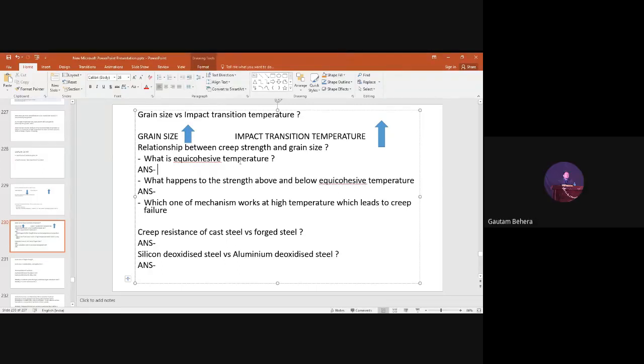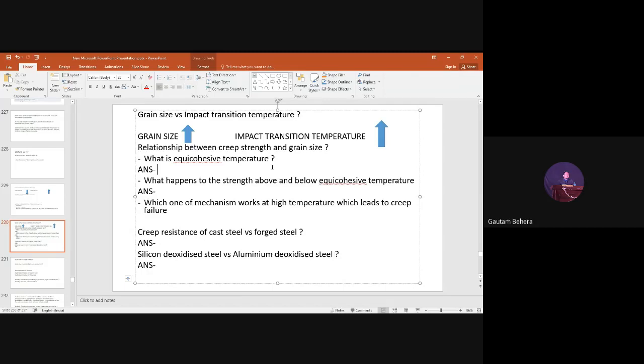Equicohesive temperature. Equi means equal, cohesion means cohesion, and there is a temperature. So equicohesive temperature is that temperature where the strength of the grain boundary is equal to the strength of the grain interior. Is it okay now? Shall I repeat?